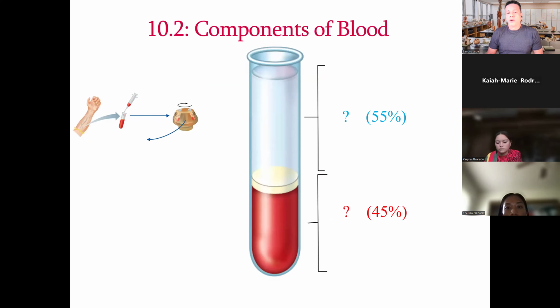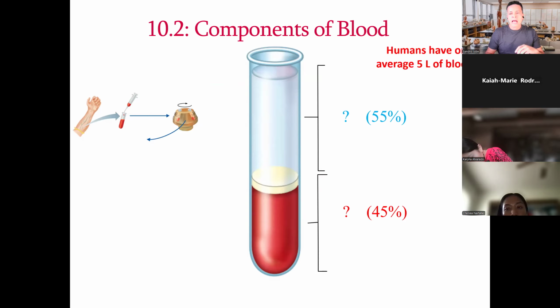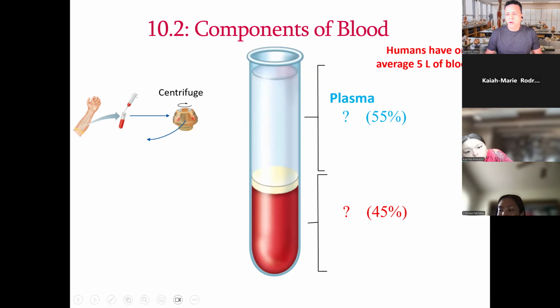So let's start with the components of blood first, folks. What do we find in our blood? Most of our blood is actually made of this clear fluid called the plasma. On average, a human has about 5 liters of blood. Males have a little bit more, and females have a little bit less. Now, 55% of our blood is the plasma, and within the plasma, most is actually water. So it's 90% water and 10% solutes dissolved within the water.